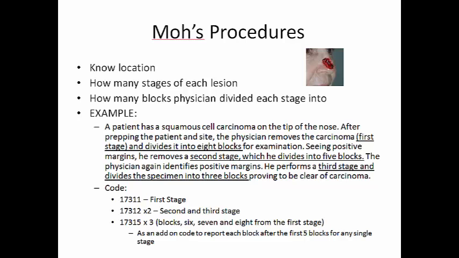So if we look at this, the first one had 8 blocks. We had 5 blocks, plus we had 3 blocks, so that's 16 blocks. Now our first stage we're taking off 5, so that leaves us 11 blocks. Now we can add 17315 for the 11 that we have, and that would take away 5, so now we're left with 6.